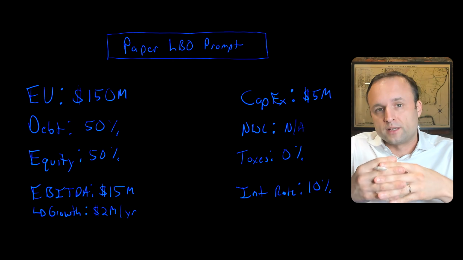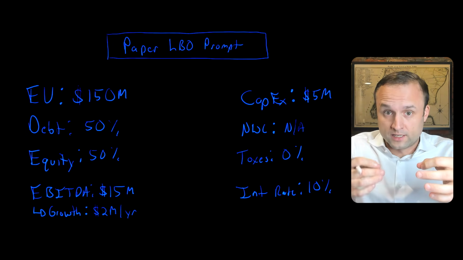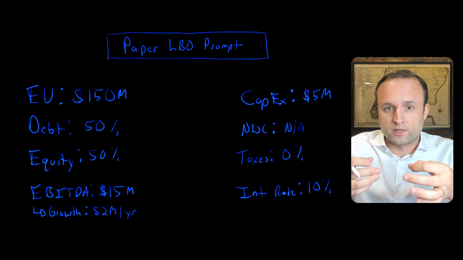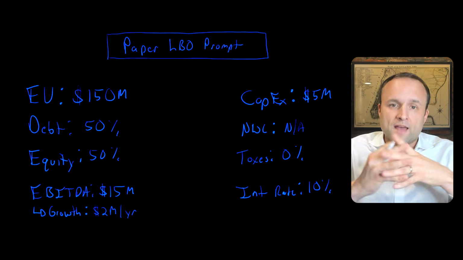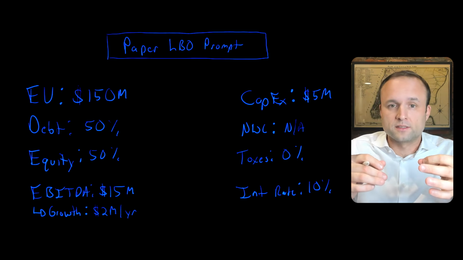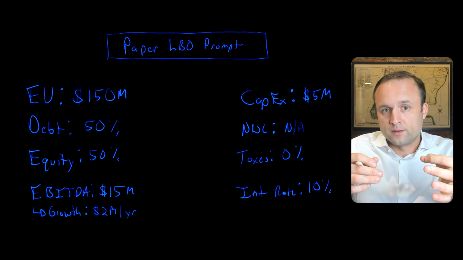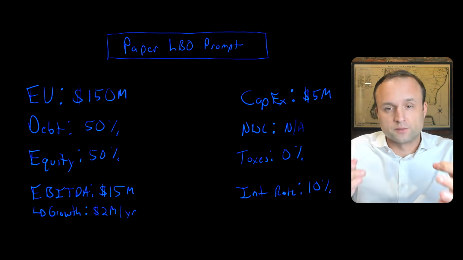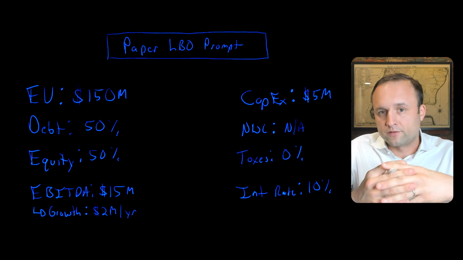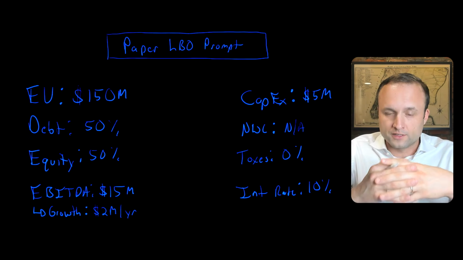The company generates $15 million of EBITDA on an LTM basis as of the close, and the EBITDA is going to grow at $2 million per year over the life of the deal. The other information we're given is that this business requires $5 million a year in CapEx, that there's no net working capital requirement and no taxes, just for simplicity's sake. Finally, the interest rate on the debt is 10%, and the goal here is to figure out what the approximate IRR is for this LBO.